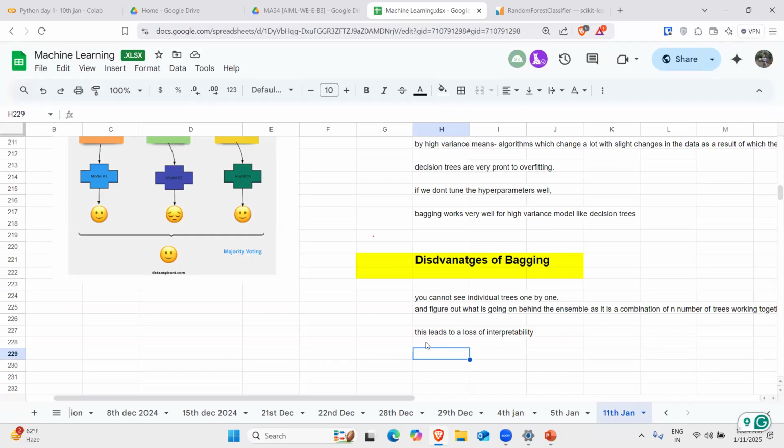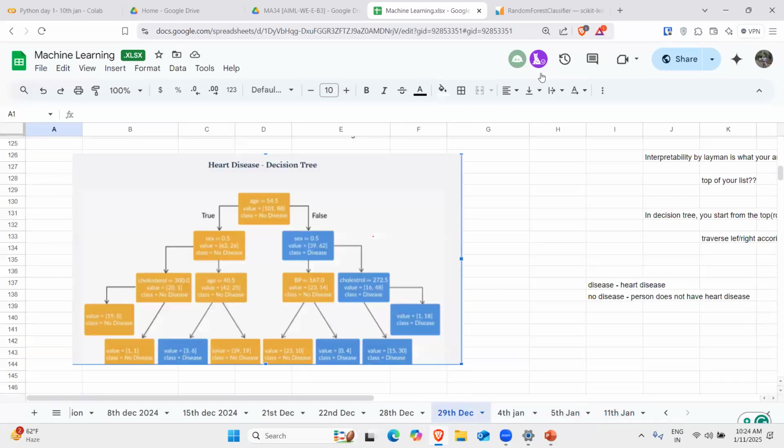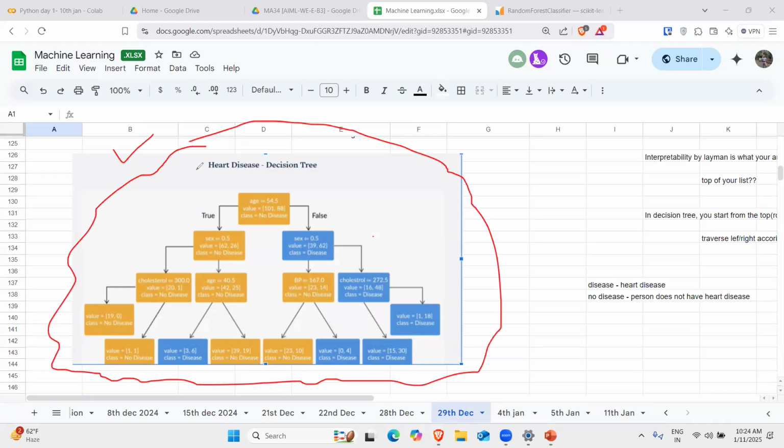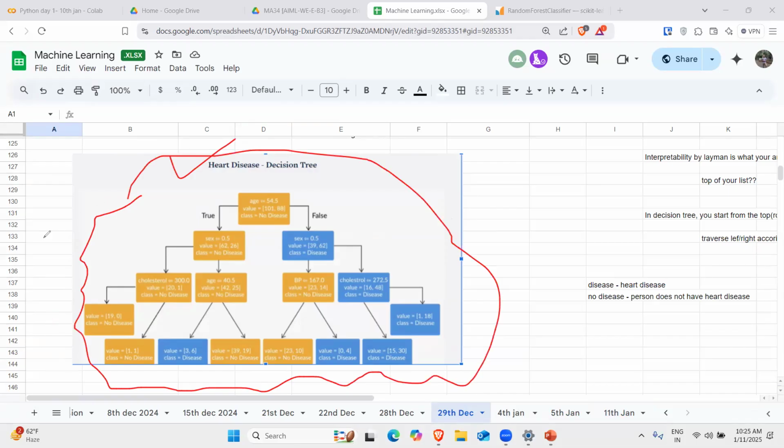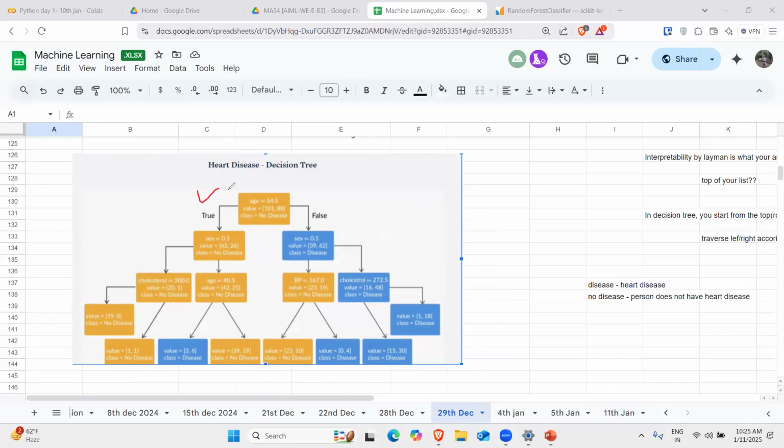Sometimes bagging can be computationally expensive. We have seen that a decision tree is very easy and explainable to your common man, yes or no? Even if I'm not using any technical term, it is highly interpretable, right? You have created a decision tree, and if you simply give this to any layman, he'll be able to understand what is going on behind your model, behind your decision tree.